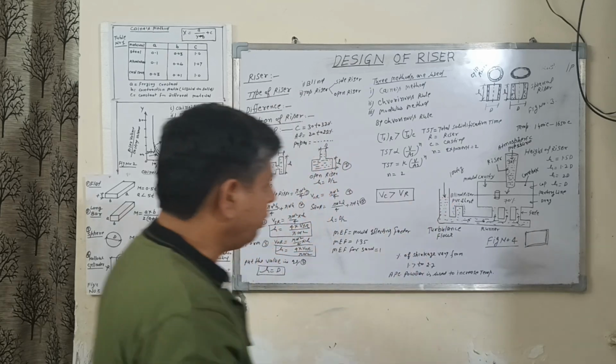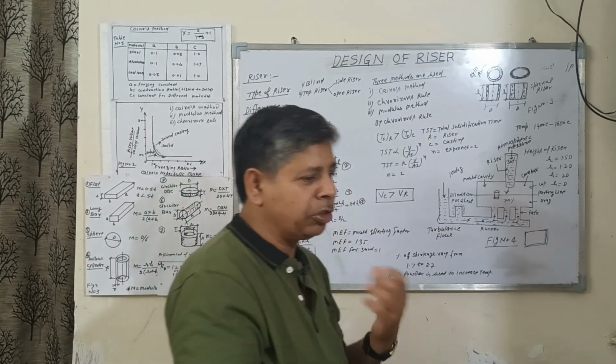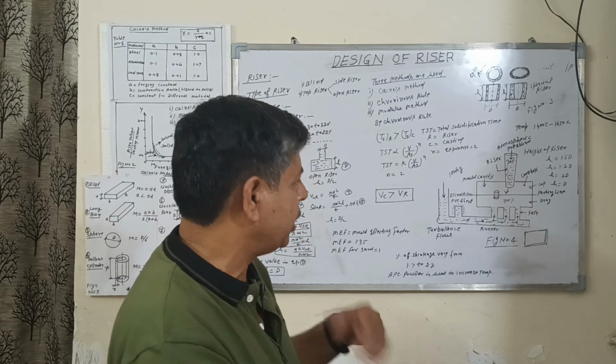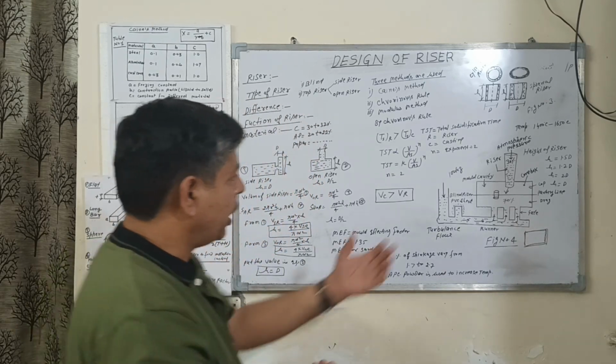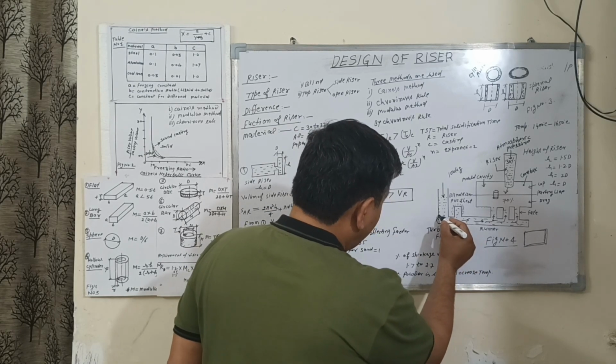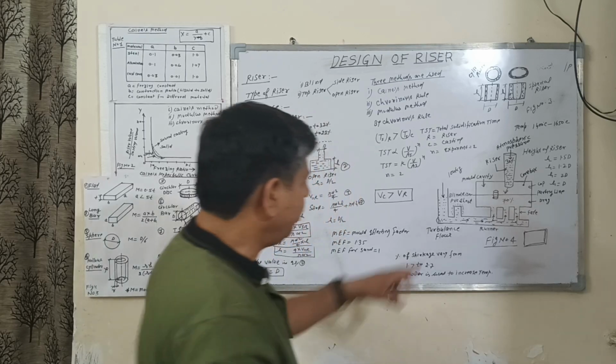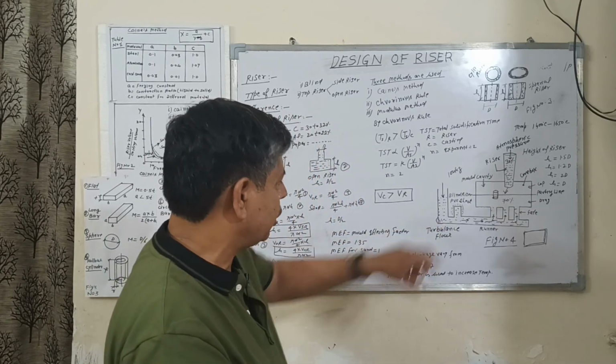The requirement of the riser generally depends upon your requirement and the shape and size of the components. You can see this figure. Why not meet this line at 90 degrees? So what will be the effect of 90 degrees at this point?